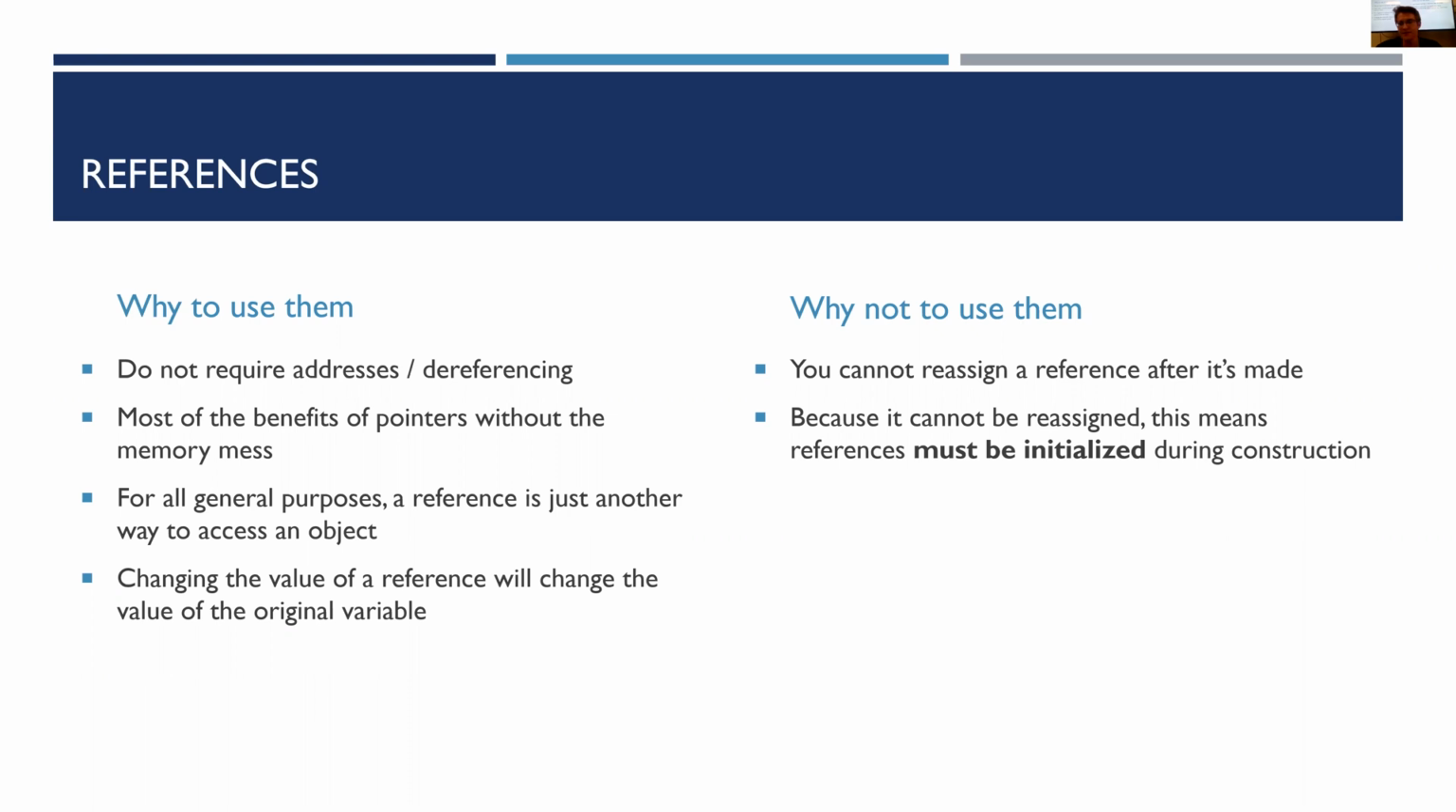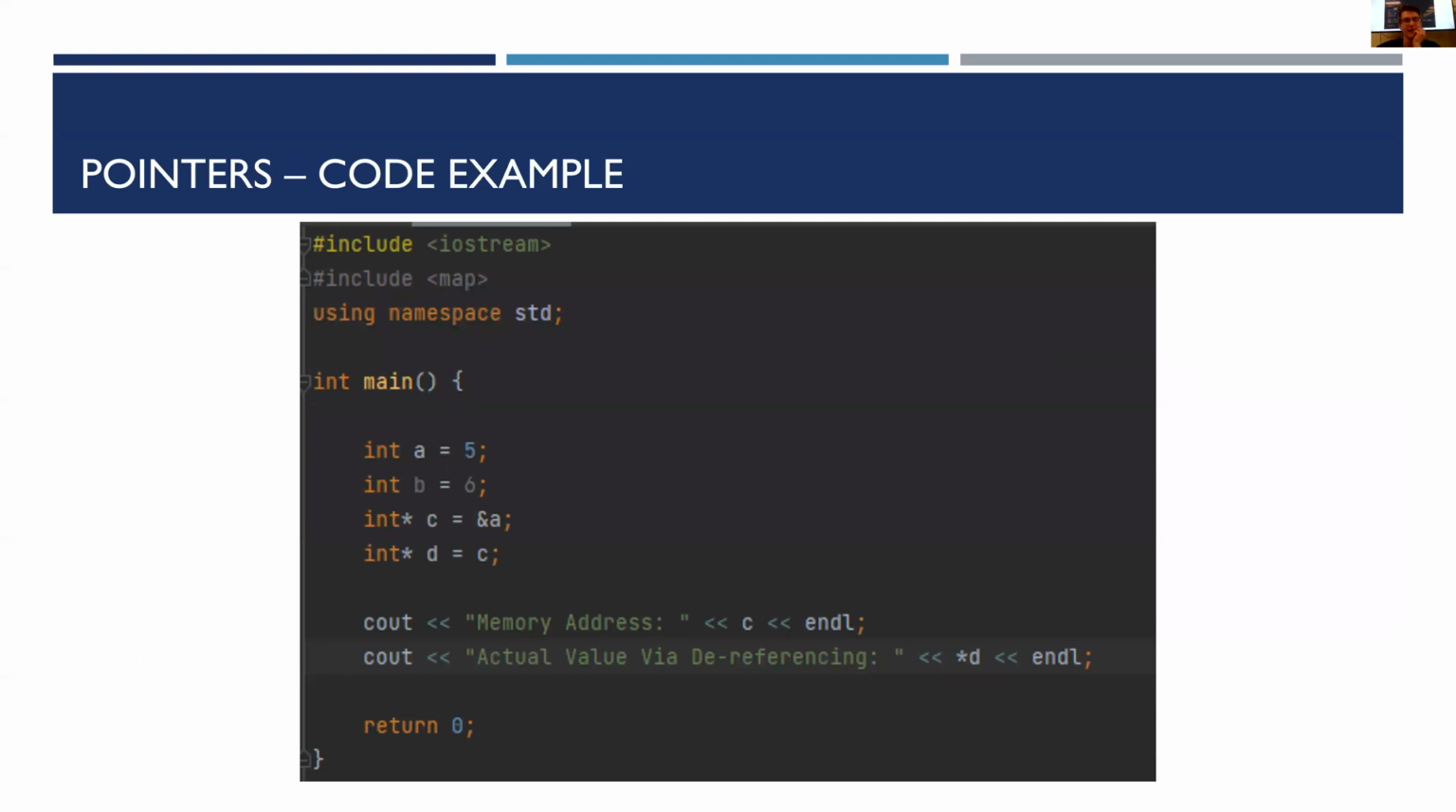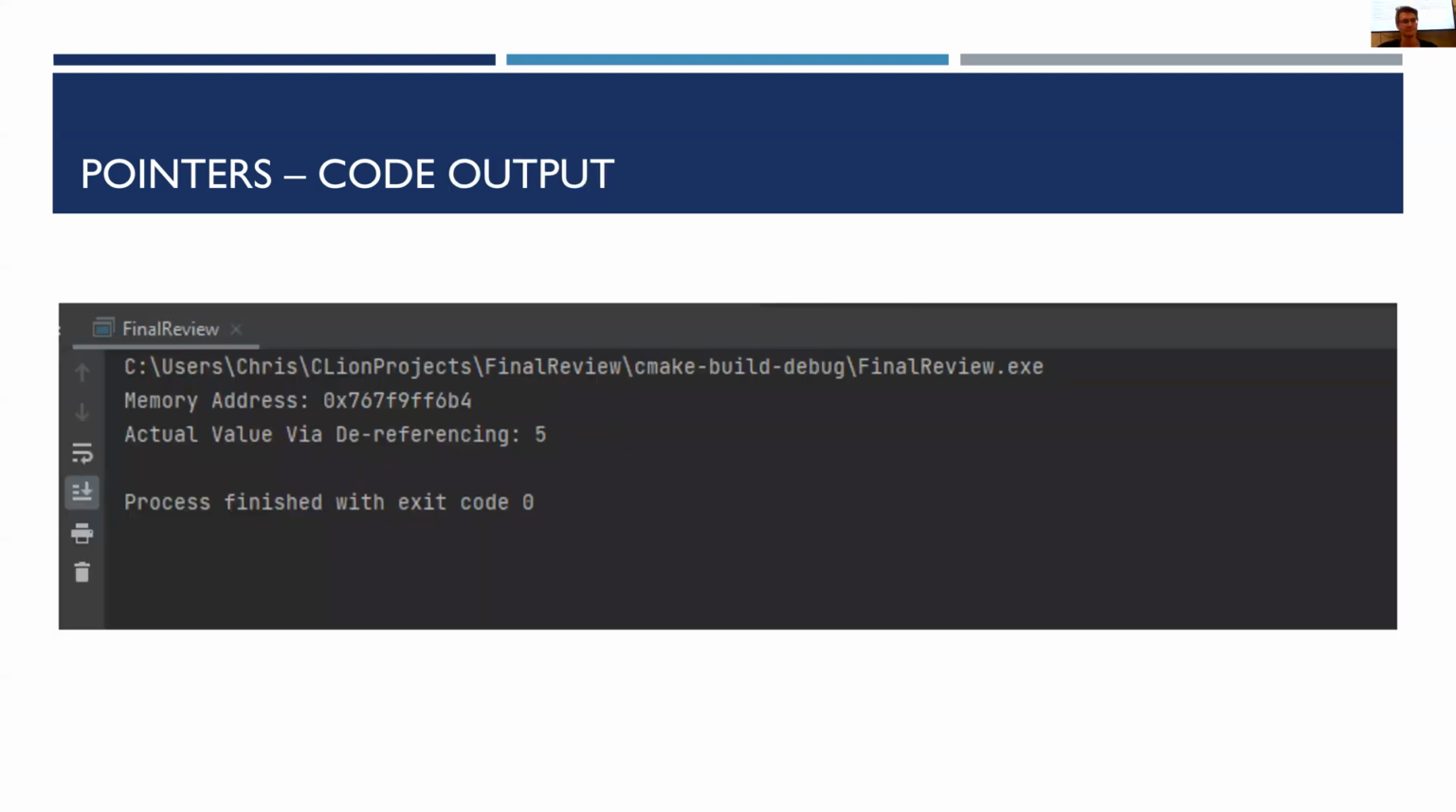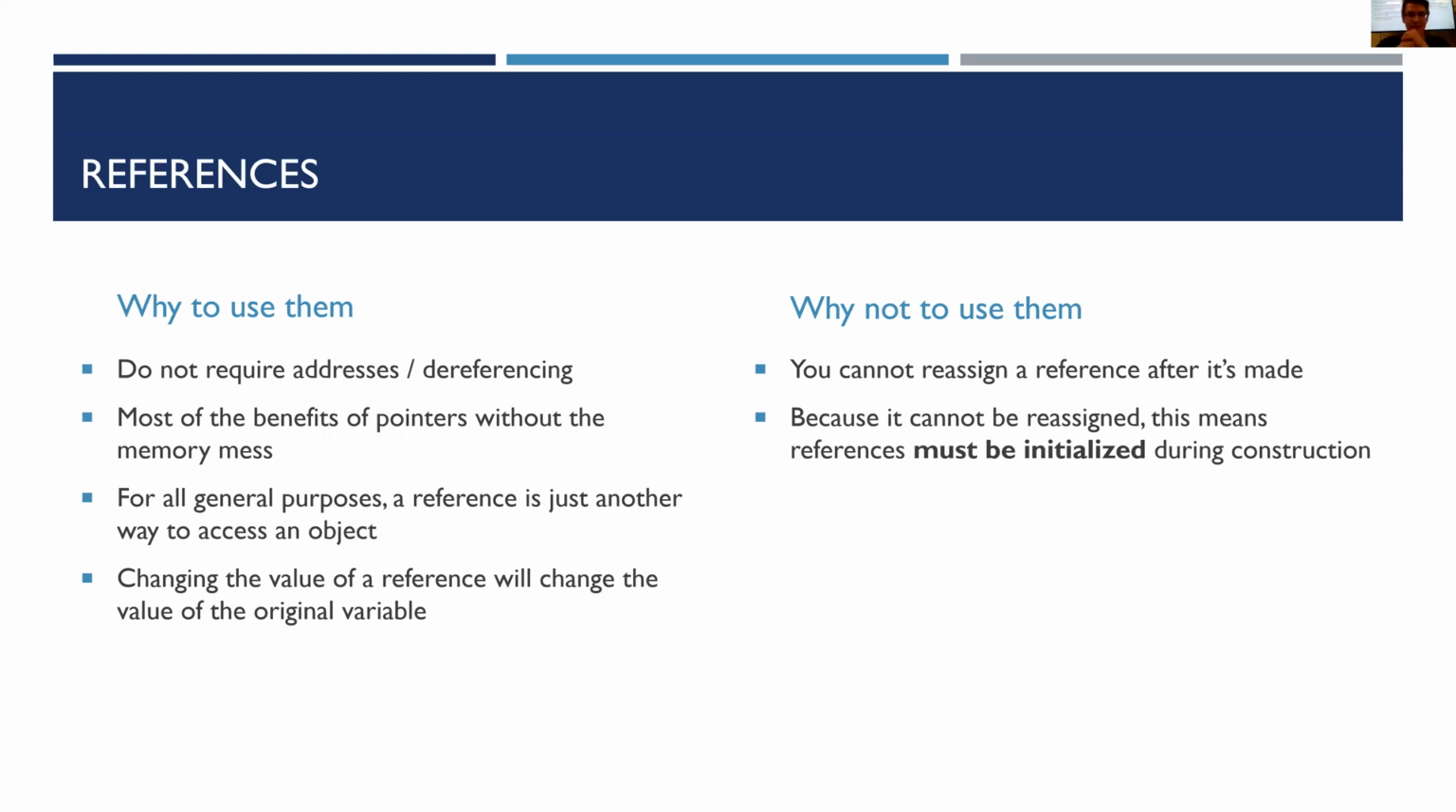However, there are a few reasons you wouldn't want to use them. First of all, you have to initialize them. And second of all, you can't reassign them. So once you make a reference variable, let's say I go back to this example, and instead of int star D, I made D a reference by putting an ampersand in front of it, and then I set it equal to B or A. It can't be reset to the other variable anymore. It's always the same thing now. You can't reassign it. So that's a slight issue.